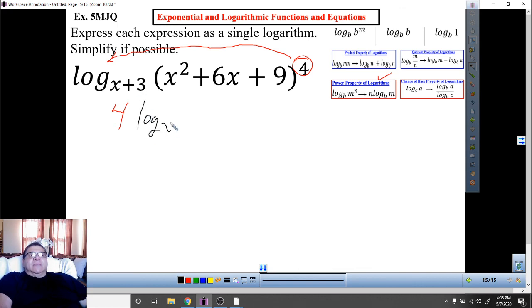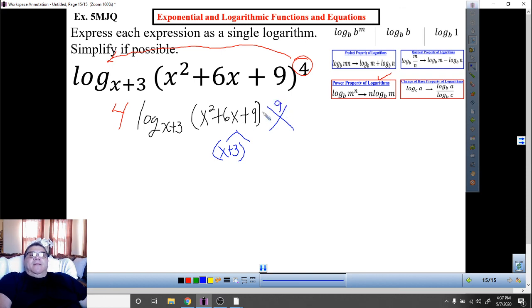And then we have log. The base is x plus 3. And the given number is x squared plus 6x plus 9. All right, question. Can we write this number using the same base? What is the base? X plus 3. So question is, can we have factors of x plus 3? Let's find out. Can we factor this to have x plus 3? X plus 3 times what gives me x squared plus 6x plus 9?